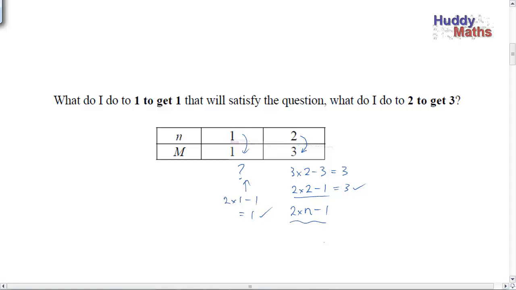To a certain extent now, at the moment, it's trial and error. And you've got to check back because what do I do to this to get that has to work for this to get that. All right, let's keep going. Let's build it up a bit.